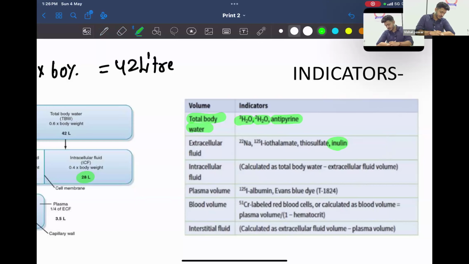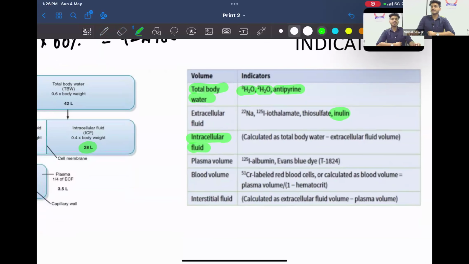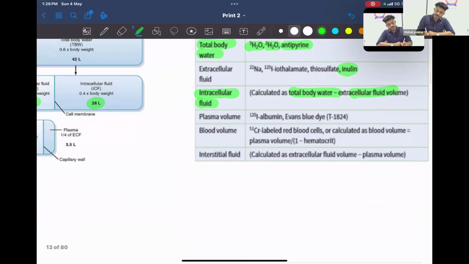Try to answer this one, right? Apart from that, we also have intracellular fluid. How to calculate intracellular fluid? Take the total; you can understand the total. You subtract the extracellular, and this is going to be what? Intracellular fluid.